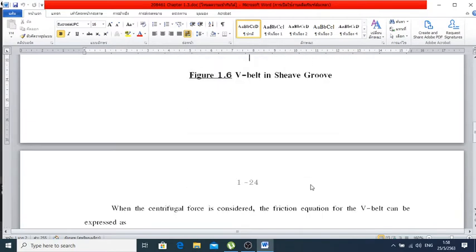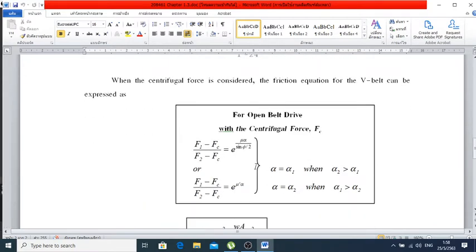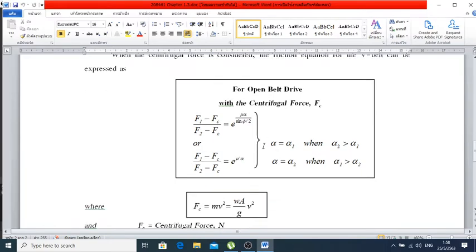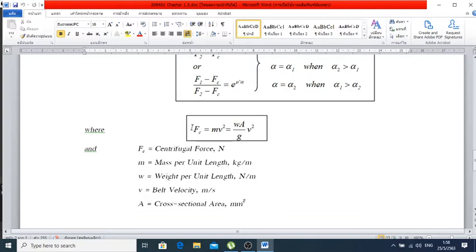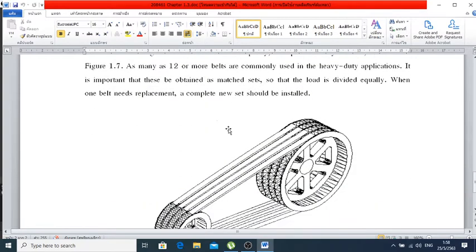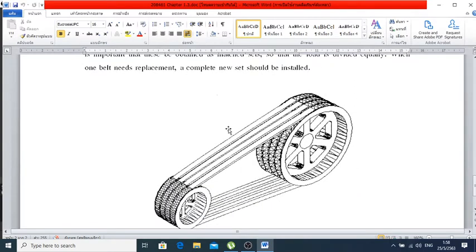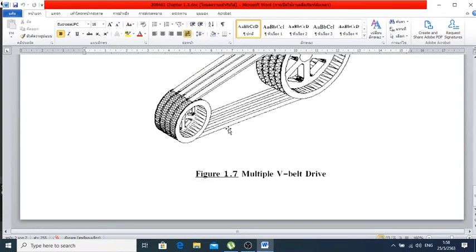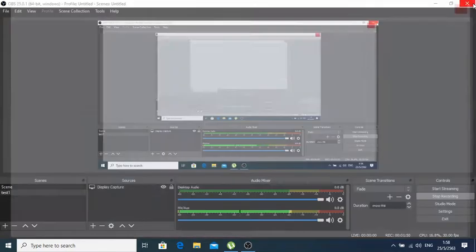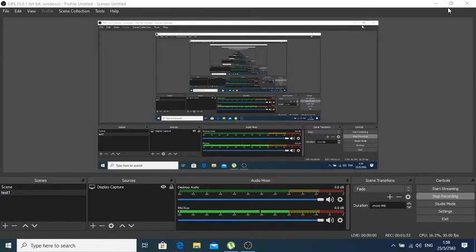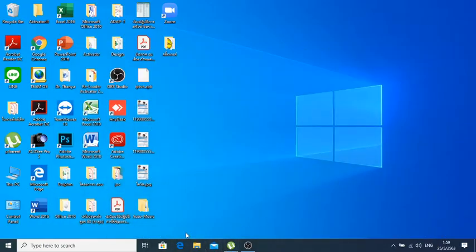Okay, and then let's go for the open drive. The open drive equation is going to be modified, and if we include the centrifugal force it's going to look like that, where F sub C is the centrifugal force, and we can make some calculation like that too. And as I mentioned earlier, V belts can be applied as much as possible for the number of belts there.